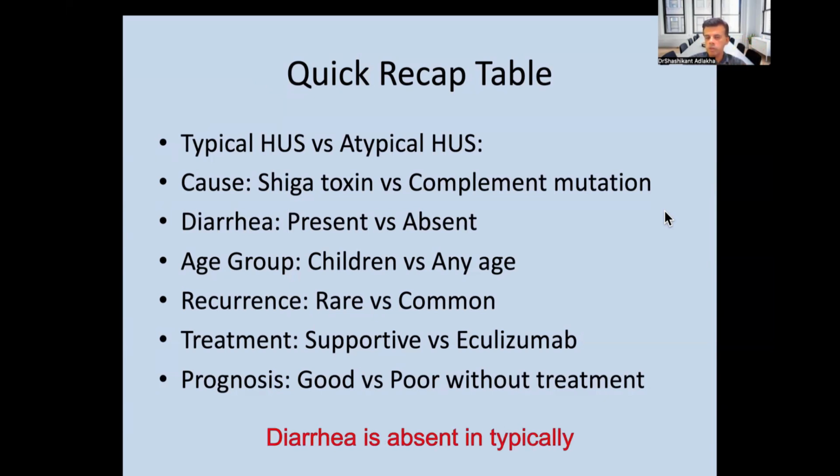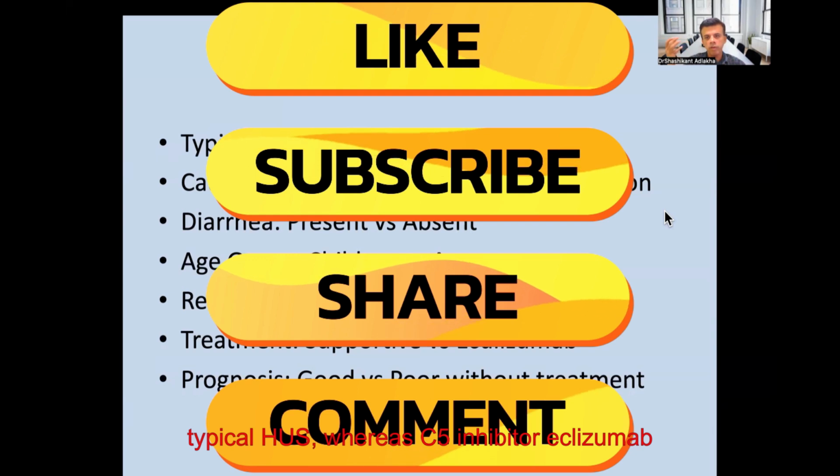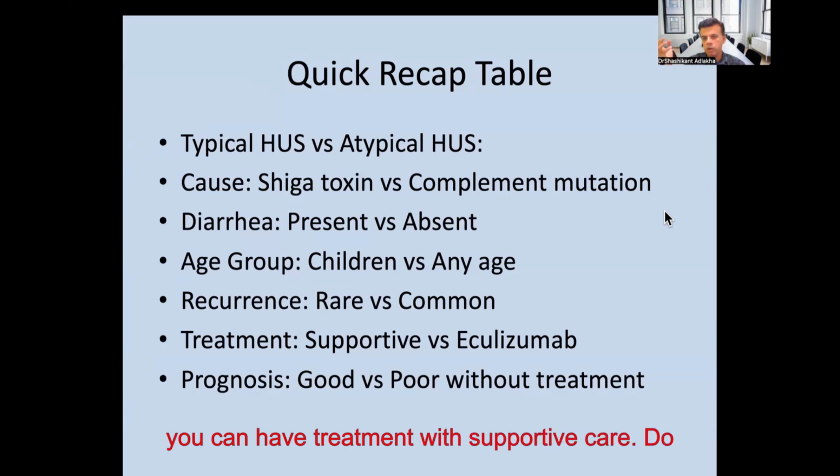Diarrhea is absent in atypical HUS. Children are more commonly affected in typical HUS, versus adults commonly in atypical HUS. Recurrences are rare in typical HUS versus very common in atypical HUS. Treatment is supportive in typical HUS, whereas the C5 inhibitor Eculizumab is given in atypical HUS. Atypical HUS generally has a poorer prognosis and needs prompt treatment, whereas typical HUS can be treated with supportive care. Do not prescribe any kind of antibiotic as it may worsen the toxin release and symptoms.